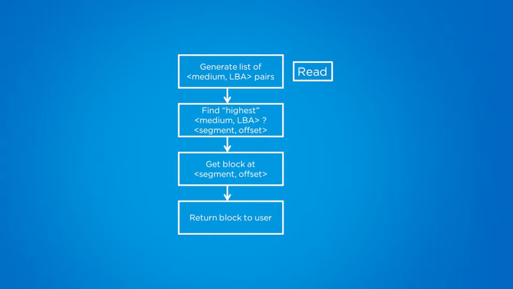All of the metadata in a Pure array is stored in SSD and is partially cached into memory, which is important to know, as cache misses will hit SSDs if they happen. If we look at the Pure I/O path on the read side, Pure generates a list of LBA pairs using the medium table. They will then find the highest of those pairs to get the proper offset and then get the actual blocks before they return them to the user.